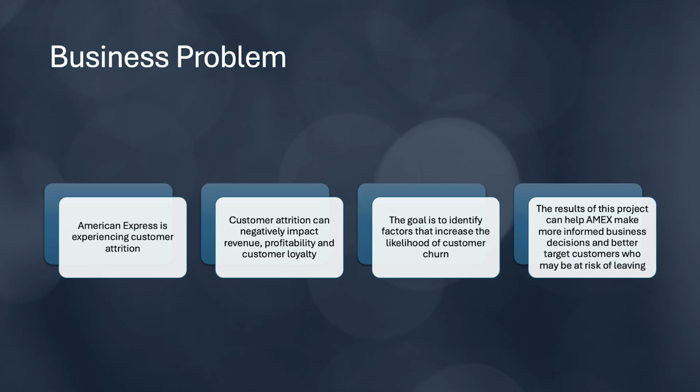Customer attrition happens when customers choose to leave the company or reduce their account activity. This is an important business issue because losing customers can negatively affect revenue, customer loyalty, and overall profitability. Because of that, American Express wants to better understand why customers leave and what factors may influence customer churn.